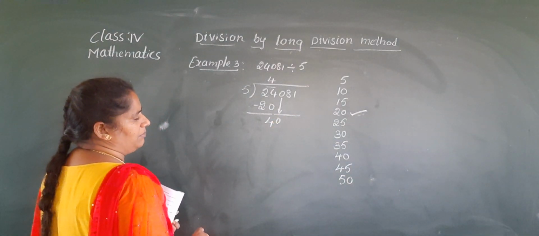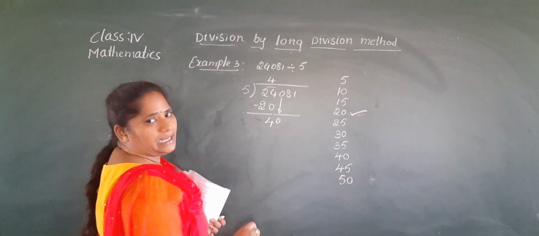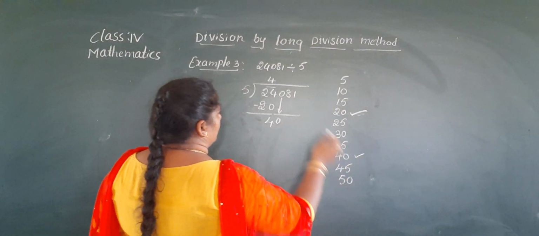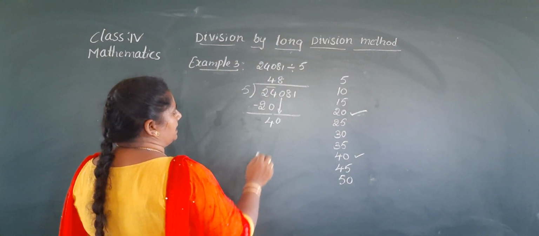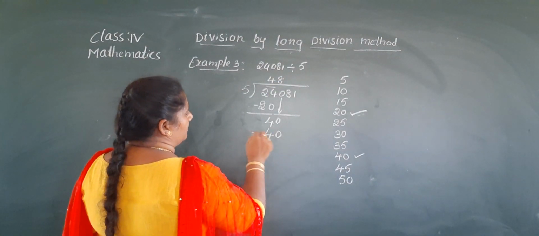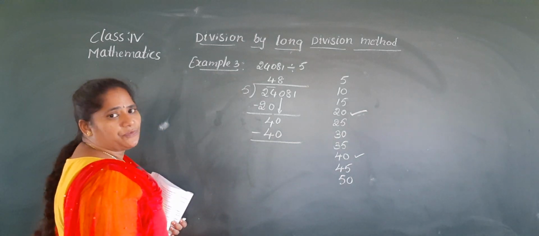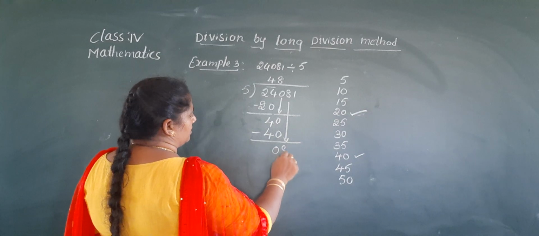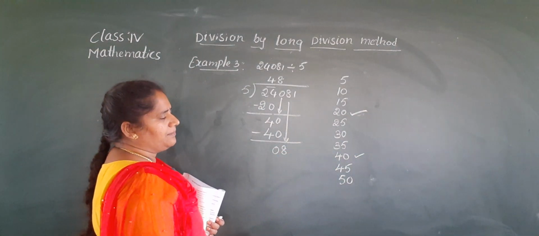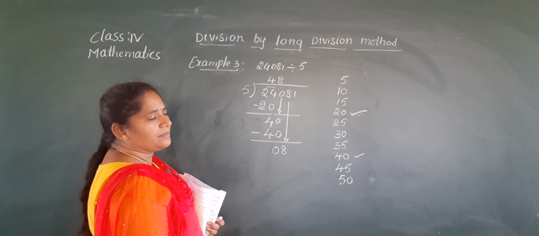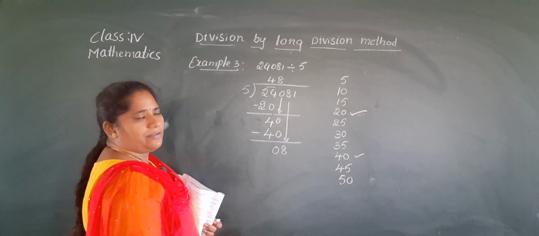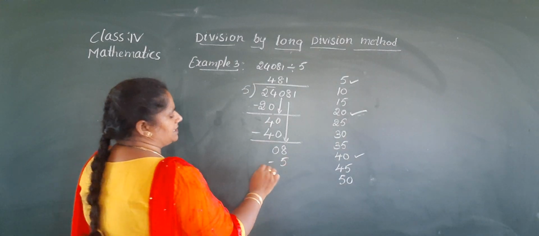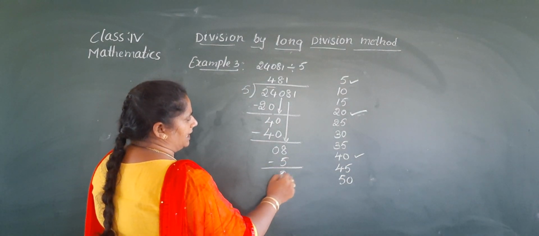40. Yes, come on, tell me. How many times do we get 40 in the 5 table? 5 8s are 40. Write 8 in the quotient place and 40 is down. Now 40 minus 40, 0. Take down 8. Tell me the nearest number to 8. Yes, 5 1s are 5. So write 1 in the quotient place and 5 is down. 8 minus 5 is 3.